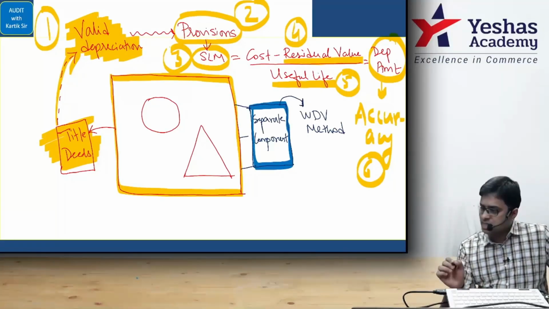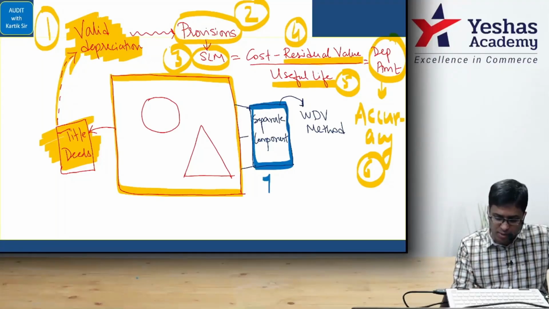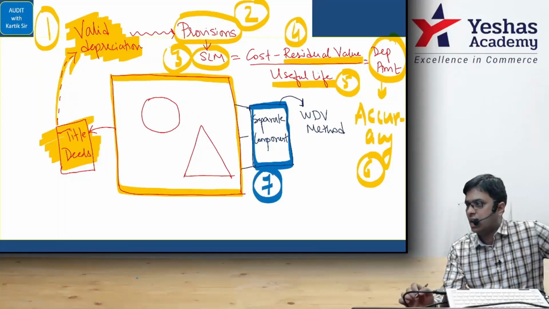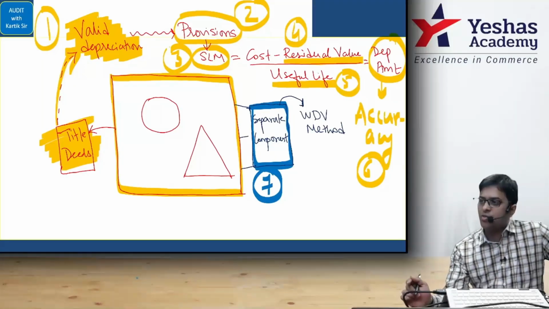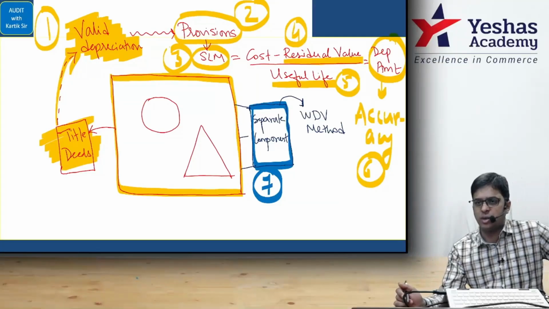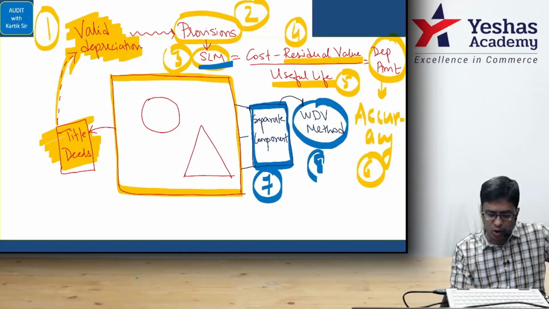Now, the auditor will ask whether there is a separate component that is attached to the main machine. That is your point number 7. That is what the auditor will ask. And whether there is a separate method of depreciation for the separate component. For the main machine, SLN. For the separate component, it can be WDV. That is what the auditor is saying.